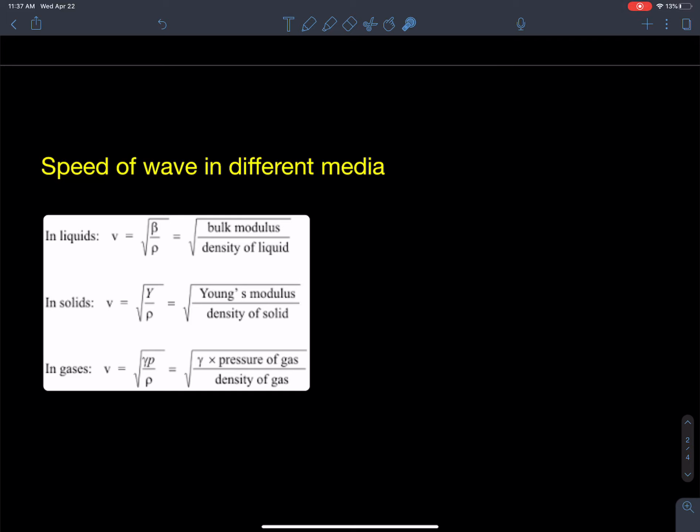On the other hand, if you wanted to look at solids, like a xylophone, you're making a musical instrument.